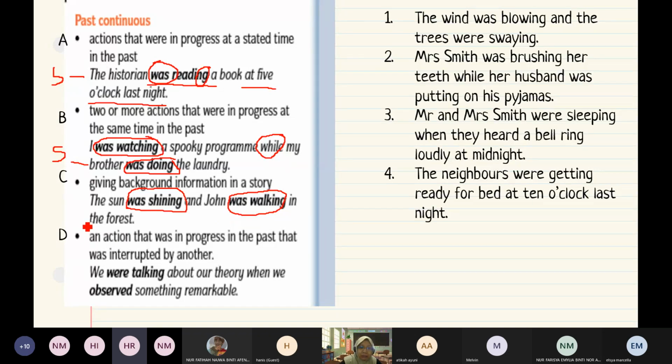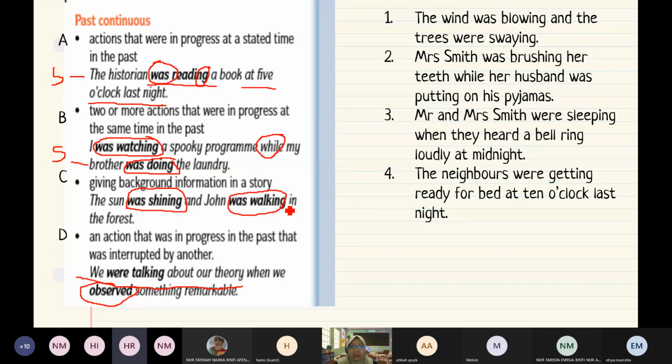Maksudnya, perbuatan yang pertama, you use past continuous tense, but the second one, you use only past tense. Benda D ni takkan sama dengan B. B ni perbuatan ni berlaku serentak. Meanwhile for D, the first thing we were talking is the first action that happened before the second action interrupt the first one.